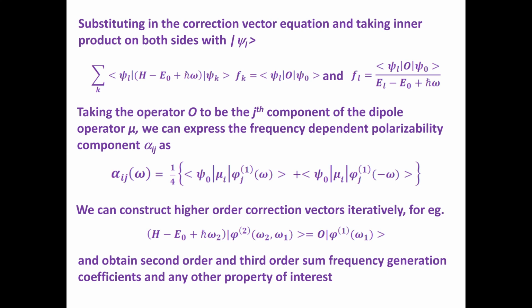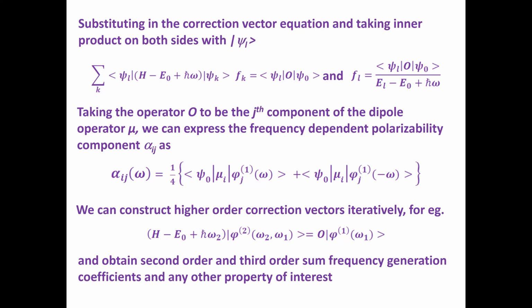So because of that, I'll have FL here. In other words, FL is equal to psi L O psi 0 divided by EL minus E naught plus H cross omega. Okay, so now you see that my correction vector is nothing but this quantity times the eigenstate.